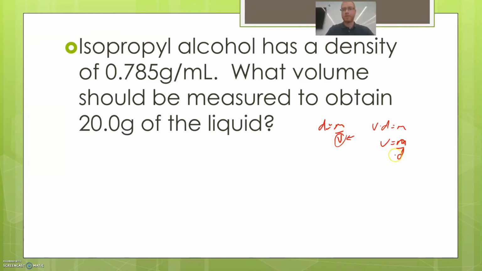So if volume is mass over density, 20 grams is your mass, 0.785 grams per milliliter is your density. And so when you solve that, you get your volume of 25.5 milliliters. So this is density, and this is a very important property to be able to measure.